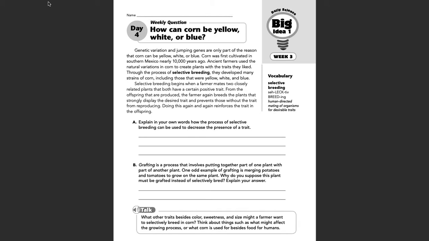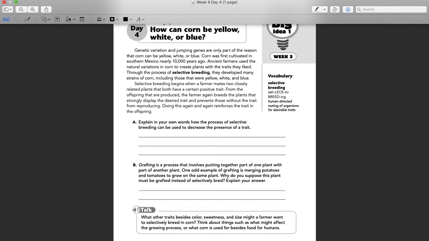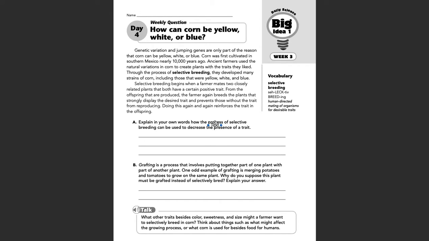Part A, explain in your own words how the process of selective breeding can be used to decrease the presence of a trait. So this just kind of summarizes what we just read. Let me get going here.